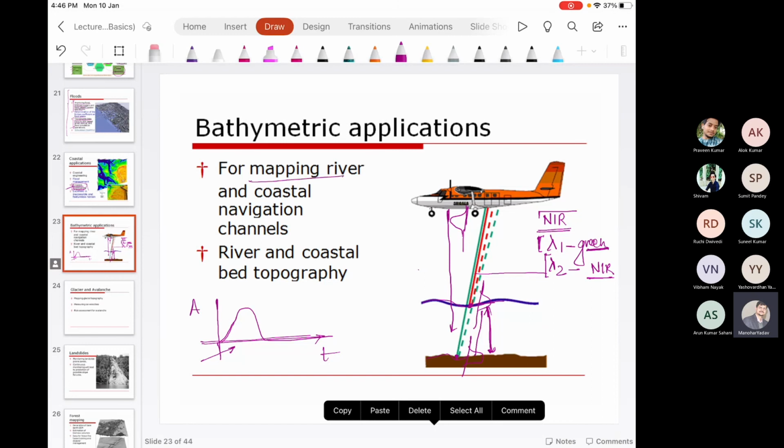So for river and coastal navigation channels mapping, we use LiDAR. And further for river and coastal bed topography. So these are the various bathymetric related applications where we use LiDAR, and this is the basic principle through which LiDAR systems operate for the geometrical information acquisition from the water surface as well as from the water bed.